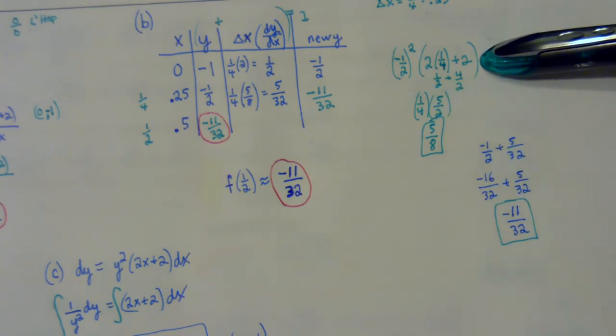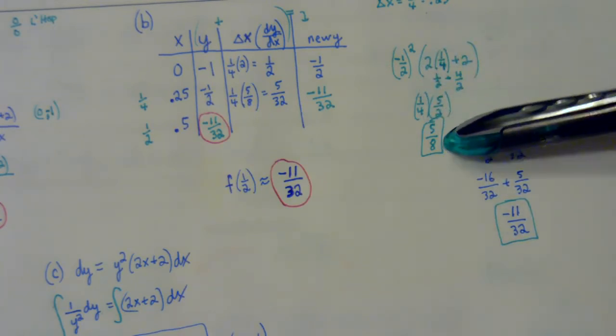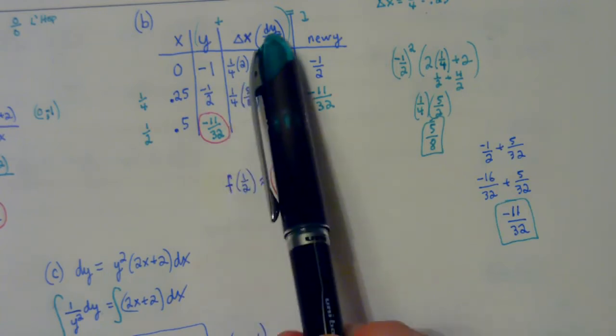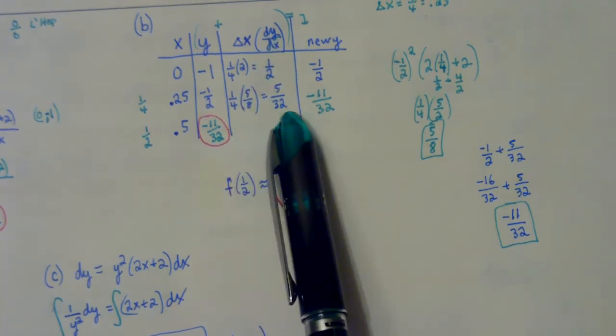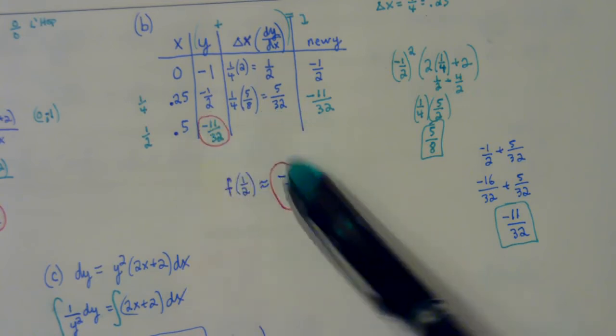So I did basic arithmetic there: 1/2 plus 4/2 is 5/2. And then you take that times a fourth, you're going to get 5/8 right there. That's just the dy/dx part. Multiply those together to get 5/32, and then you have to add up the -1/2 plus the 5/32.